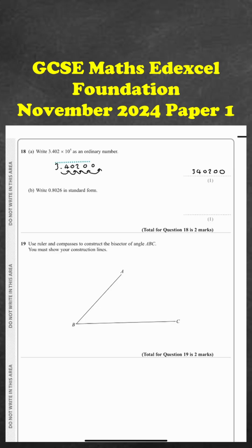Write 0.8026 in standard form. We only have to move the decimal point once here, so behind the 8, so that we have a number at the front. So 8.026 times 10 to the minus 1.